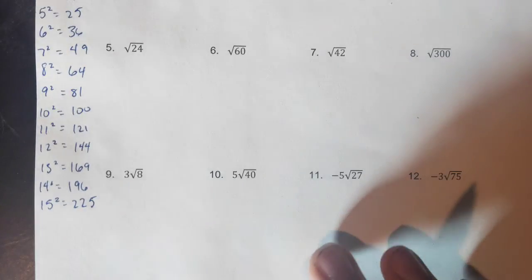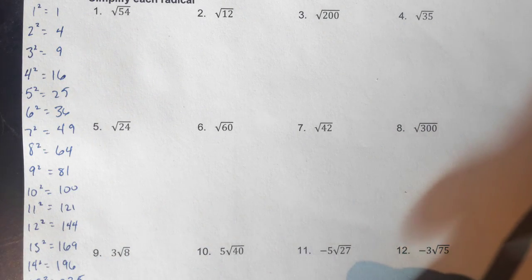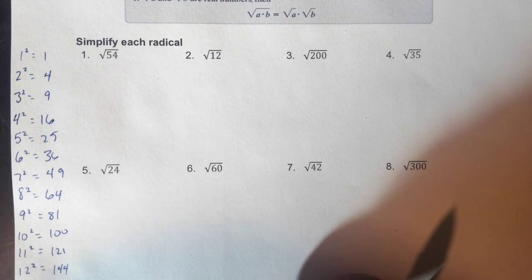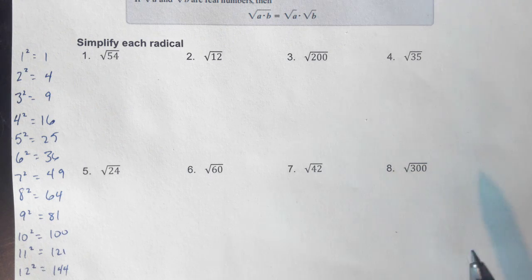So if you can remember all of those perfect squares, 1, 4, 9, 16, 25, 36, 49, 64, 81, 100, 121, 144, 169, 196, and 225, this section is going to go very quick and very easy for you. So I'd highly recommend doing that. Okay, so here's how you do it.